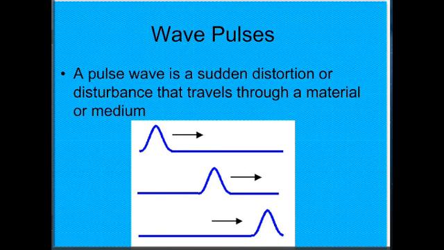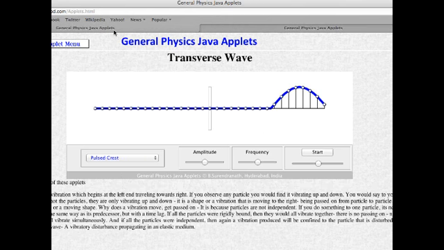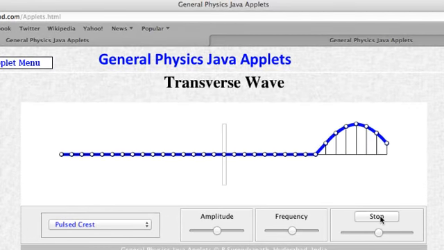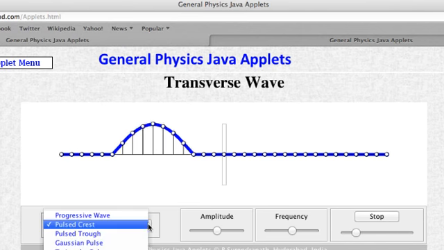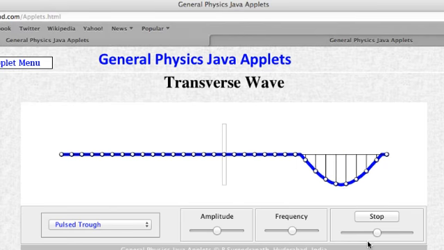When we're talking about waves, we can talk about wave pulses. A wave pulse is a quick distortion or disturbance that travels through a medium. To show you that, let's go here real quick. You can see this is a pulsed crest. It's just a crest. We can also have a pulsed trough if we wanted to. And you see the trough is just below the bottom.